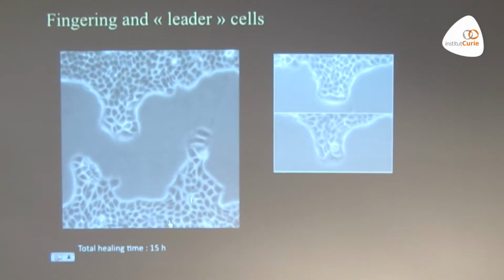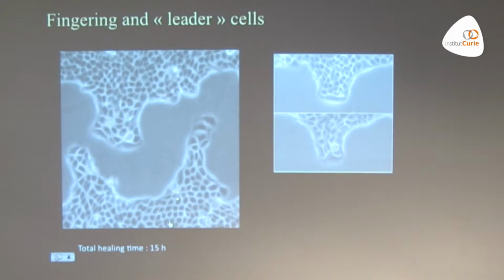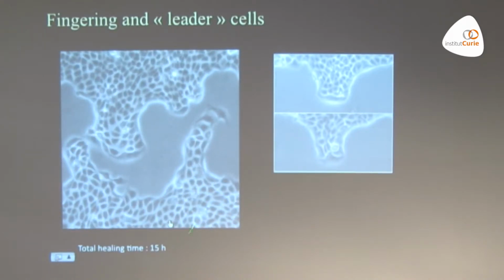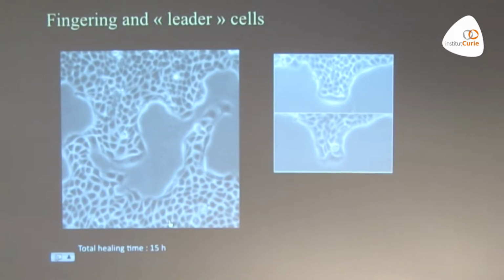And invasion is non-trivial. There are large protrusions. So maybe I take another. Let's change this. Okay. So there are large protrusions, and there are some cells that are different on the tip of this protrusion. So there is collective motion, but also some kind of leader cell on the tip of this finger that invades here.